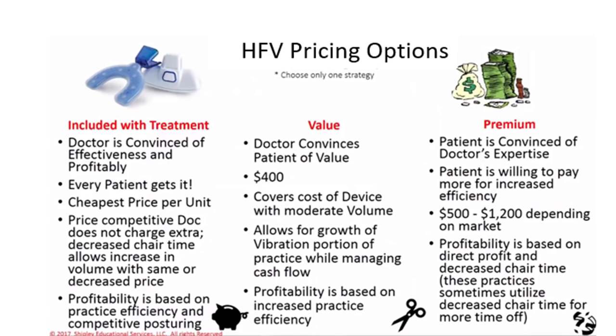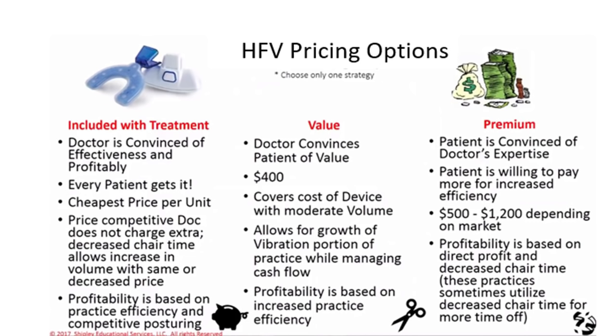This would also be for the price competitive doc. So you're not going to charge extra, and you're hoping for decreased chair time, allowing an increased volume with the same price or a decreased price. So if you're in a market where it's very competitive and you want to find a way to lower your price, you could implement the V Pro 5, give it to every patient, because you're hoping that the trays are going to track better, you're going to be able to see the patient less. It allows you the opportunity to see a higher volume of patients and therefore decrease your price with less overhead. So if you're in that market, that would help you that way.